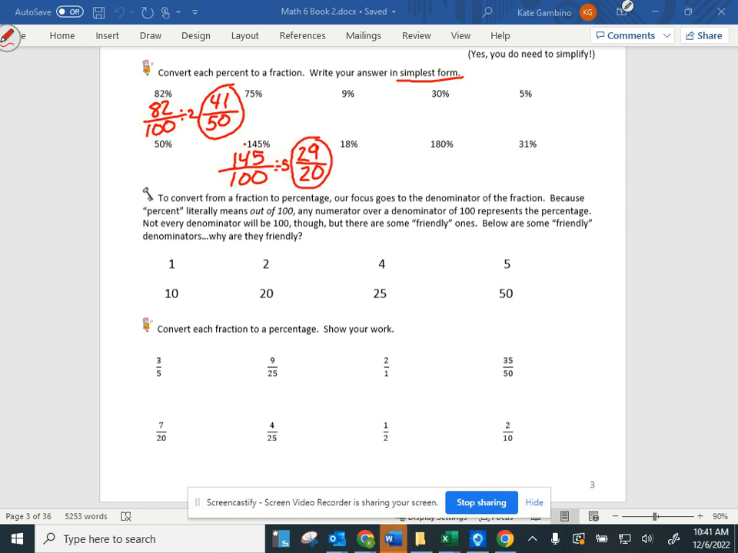Circle your final answer. Okay, so you're going to write down what the original fraction is. And then you're going to write what you're dividing out at the top and the bottom. And you circle your final answer. Any questions? Enzo? Will you use a calculator? Yes, you can use your calculator.